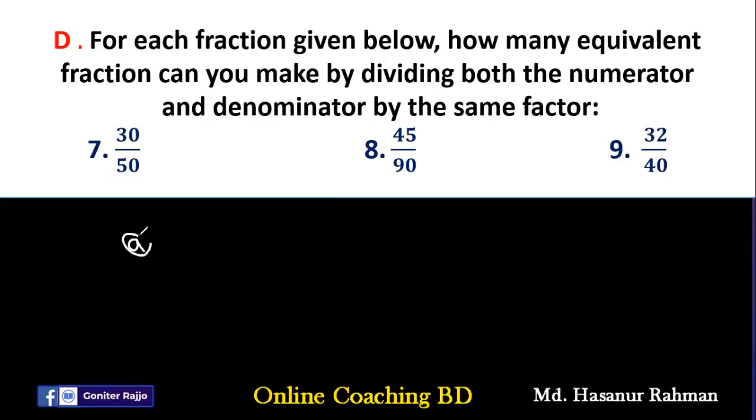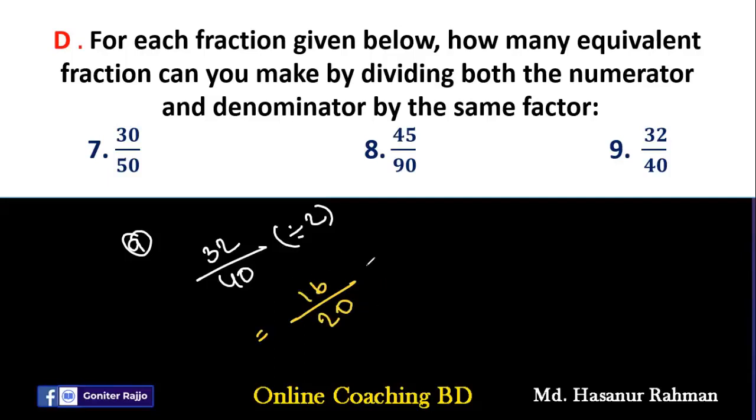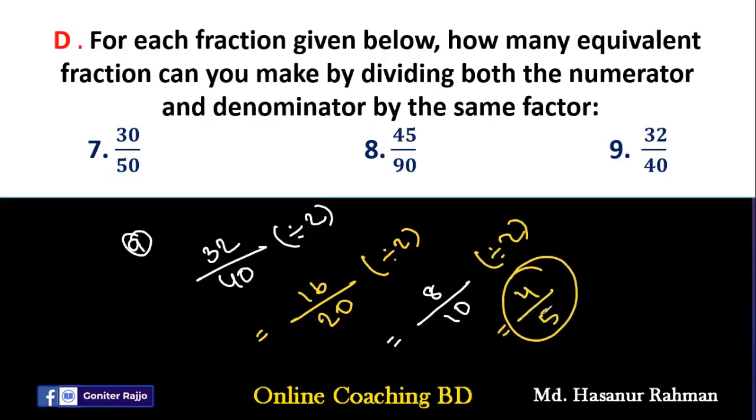Now number 9. Number 9 says 32 divided by 40. How can you solve it? Very simple. At first you have to divide it by 2. Why 2? Because 32 and 40 both are even number. Then we will get 32 divided by 2, it will be 16. 40 divided by 2, it will be 20. Then again we have to divide it by 2. Look at this. Then we'll see 16 divided by 2, it will be 8. 20 divided by 2, it will be 10. Again, we can divide this 8 and 10 both by 2. Then our final answer will be 2 4s are 8, 2 5s are 10. So the lowest fraction of 32 by 40 will be 4 by 5.